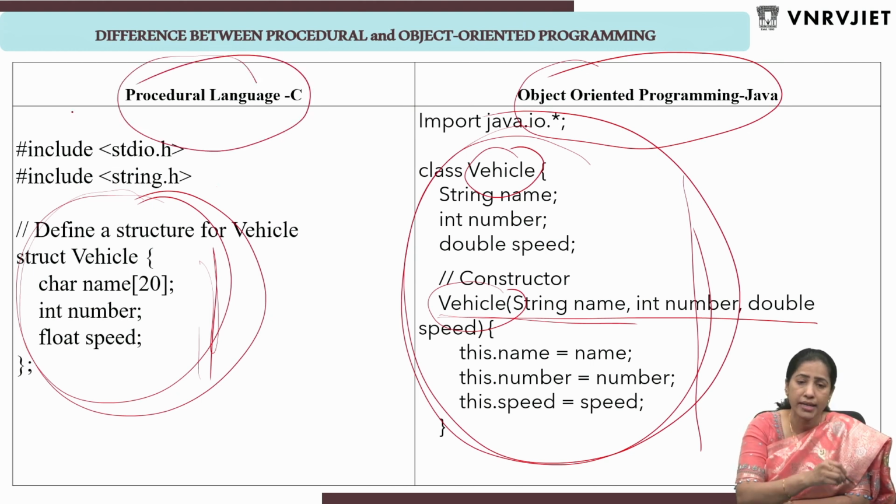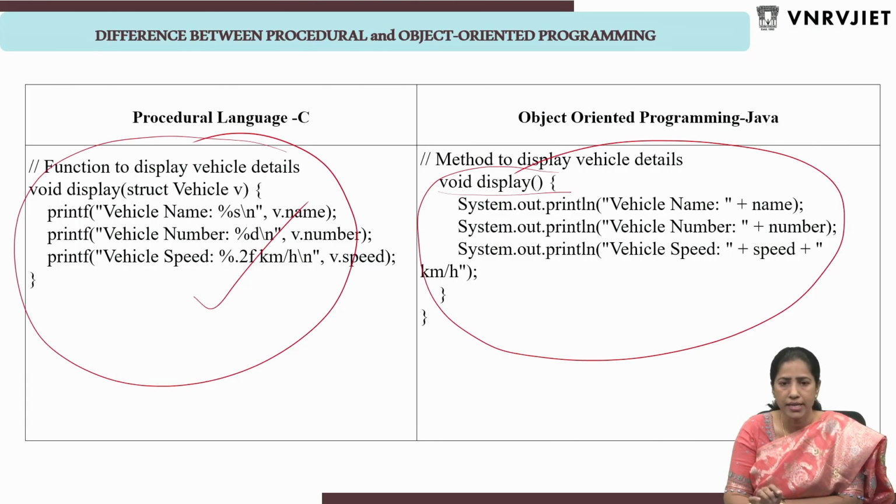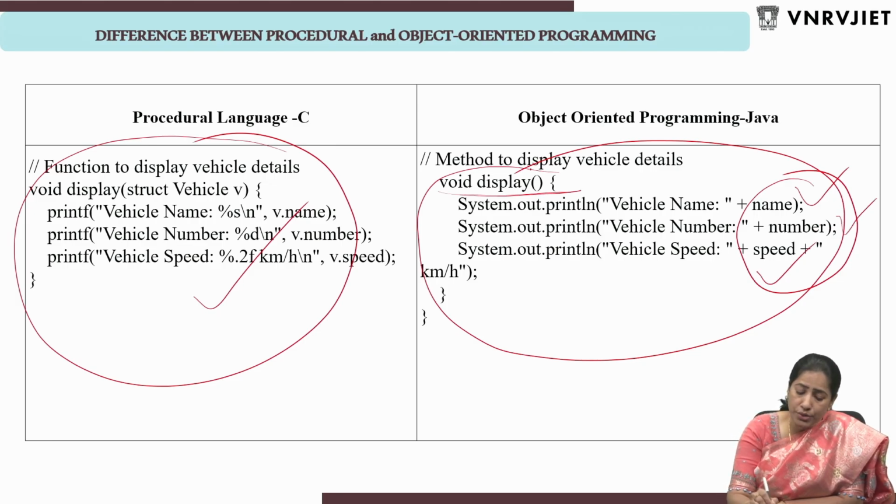in procedure-oriented languages. Okay. Now, if you see here, what I am doing is, whatever the values I have taken for the name of the vehicle, for the number of the vehicle, for the speed of the vehicle, I am displaying those details using void display.